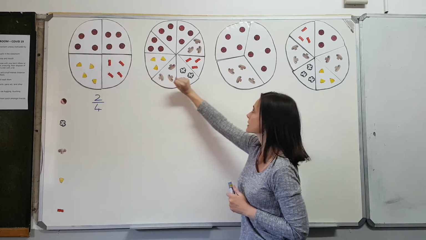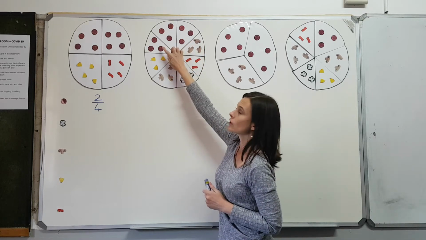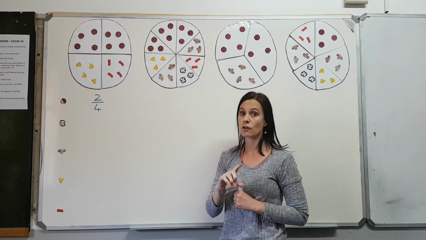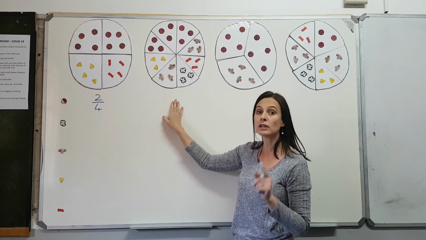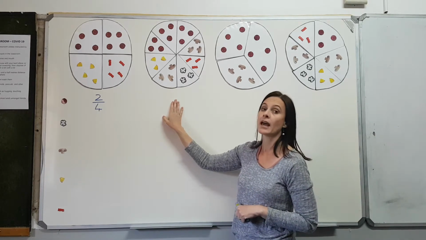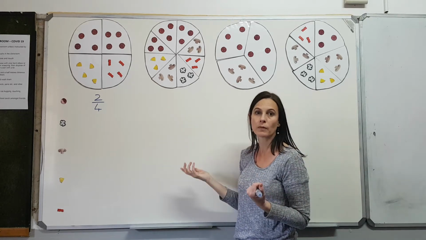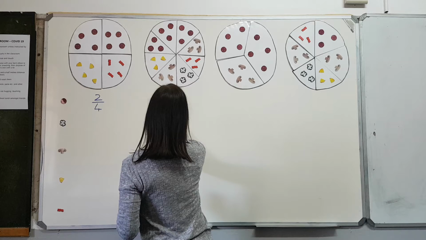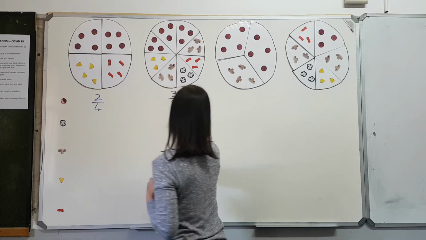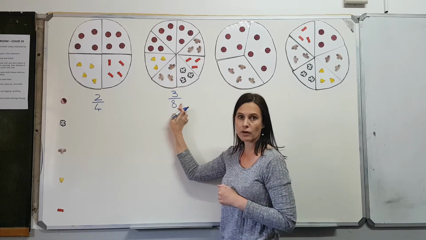Let's look at the next pizza. 1, 2, 3 slices. Remember, I've cut this one into 8 slices. So 3 of the 8 slices have pepperoni. And I'm going to write my fraction like that. 3 of the 8 slices have pepperoni.